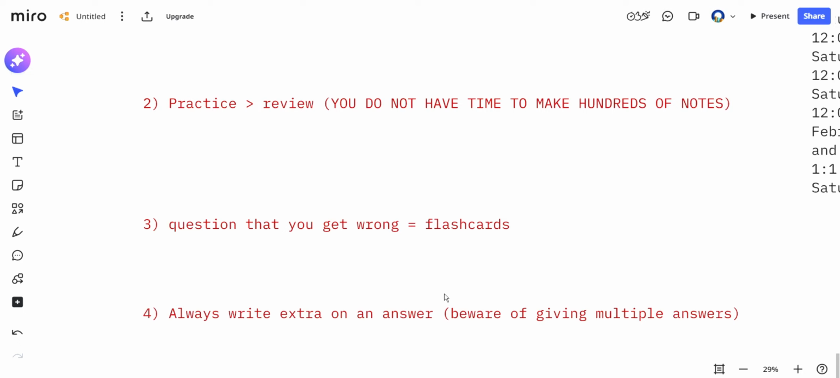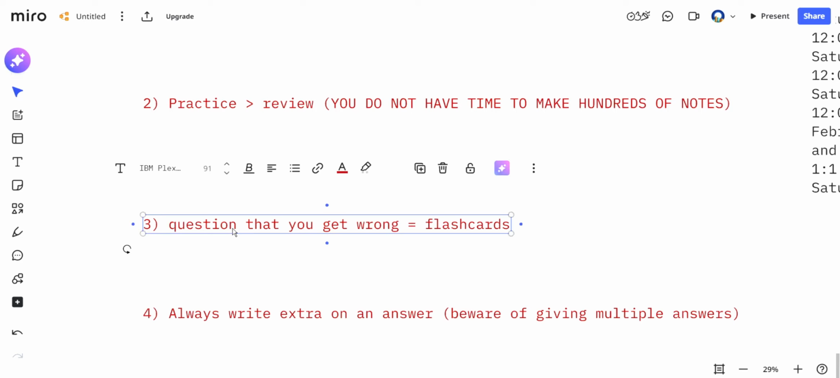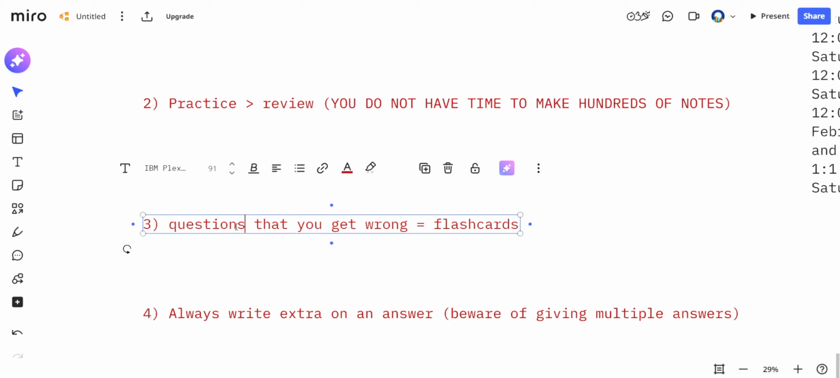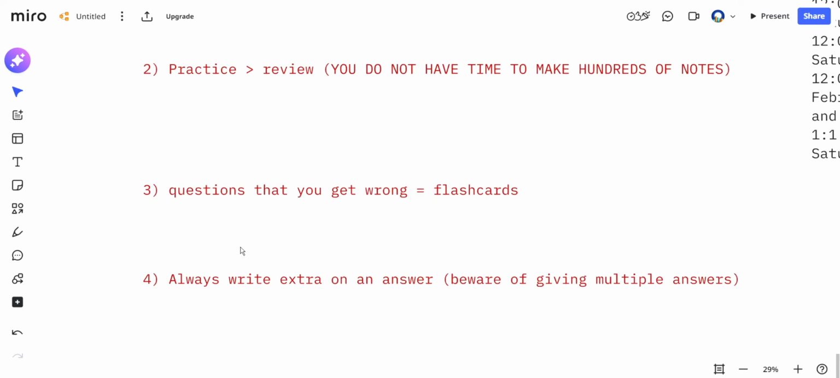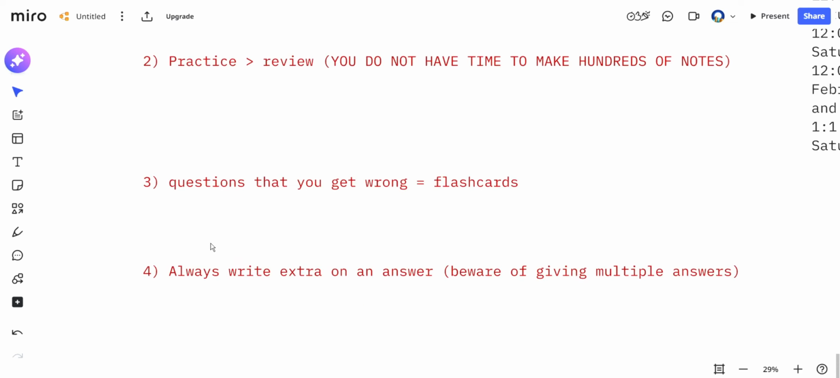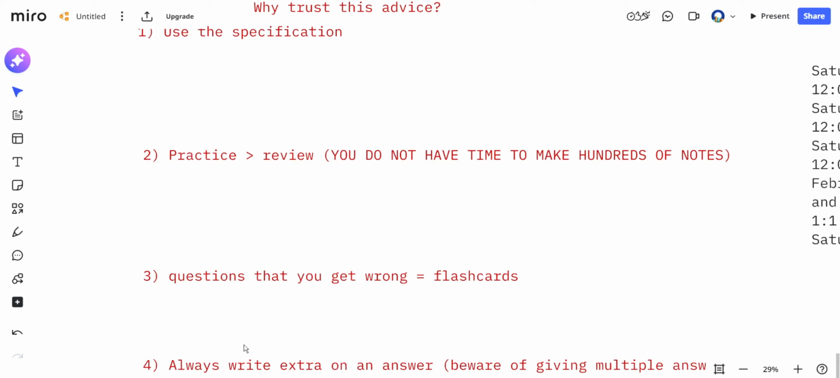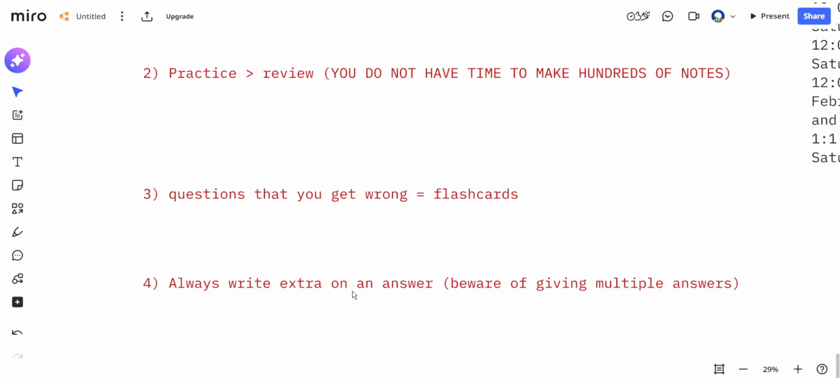And then my last tip, so number 4, always write extra on an answer. So what I don't mean is that you write multiple answers. Please do not do that. Beware of giving multiple answers, because that can actually make it so that you get 0 on that question. So please do not do that.